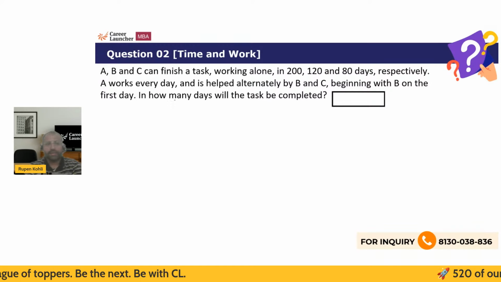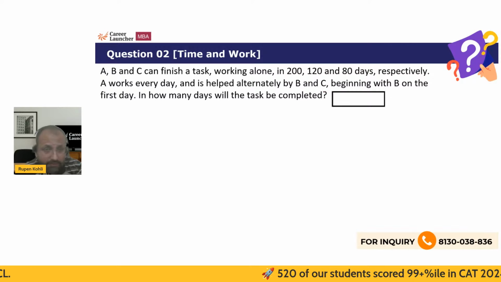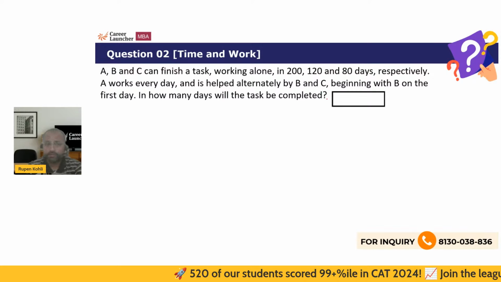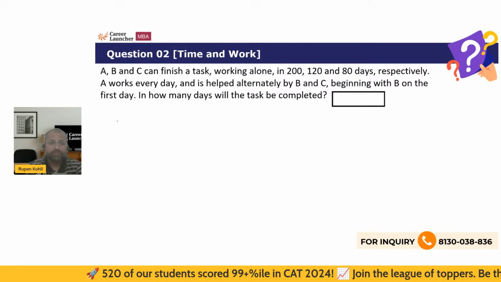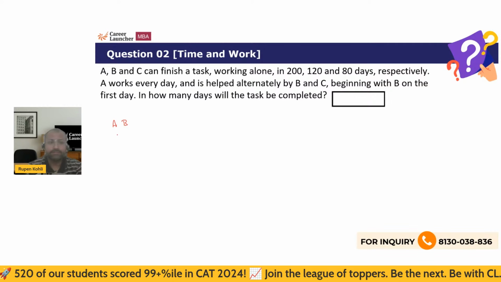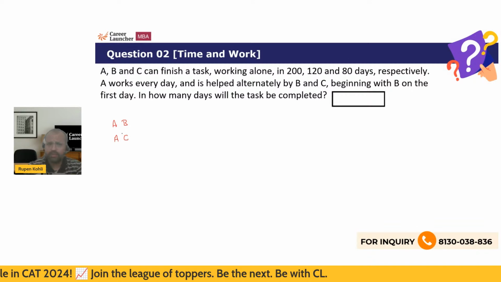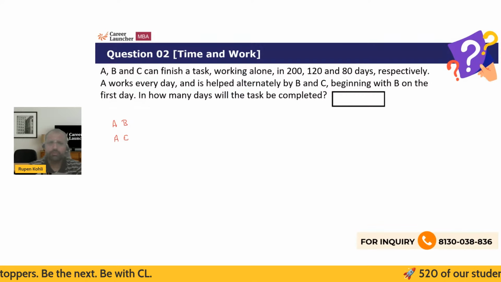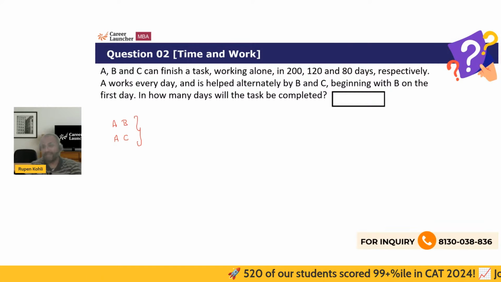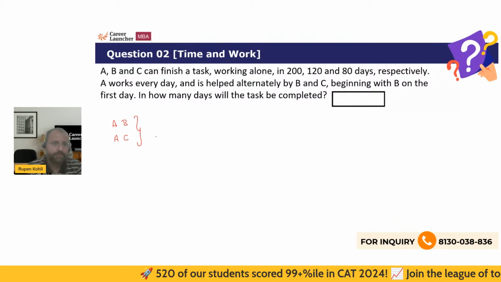A is working every day and is helped alternately by B and C, beginning with B on the first day. So what does that mean? A works on the first day along with B, then A will work along with C on the second day, and this process will keep on repeating. Then again A and B, then again A and C. So this way it will keep on going again and again. So in a 2 day cycle, that is what is happening.